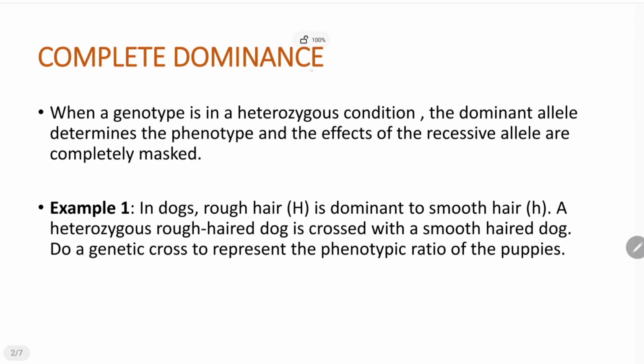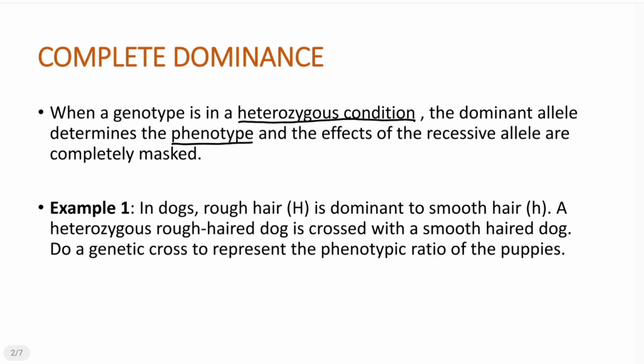Now, complete dominance is when a genotype is in a heterozygous condition, the dominant allele will determine the phenotype, but the effects of the recessive allele are going to be masked. We know that when we say a genotype is in a heterozygous condition, we're simply saying that it is made up of different letters. Not necessarily different, but a capital letter and a small letter, or completely different letters. Both apply to being heterozygous.